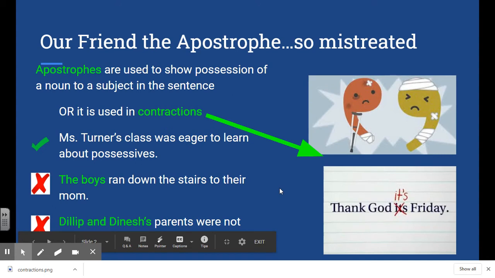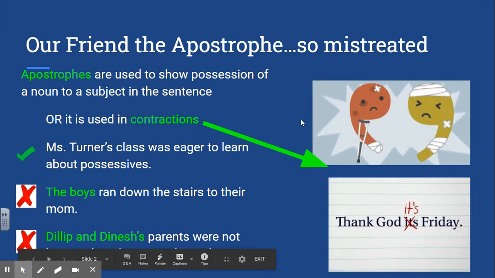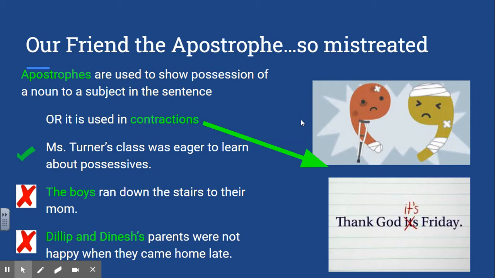Okay, so our friend the apostrophe is so mistreated in the English language by both educated people and uneducated people alike. It's just one of those things where people need a reminder about when it's okay to use the apostrophe. So let me tell you why we even use it. Why do we bother? The apostrophe is used to show possession of a noun to a subject in a sentence. So that's one way that we use the apostrophe.